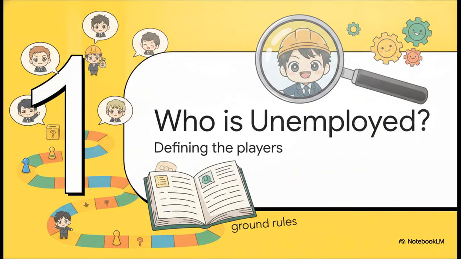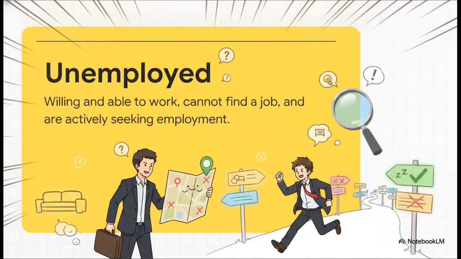Who is actually unemployed? We really need to lay down the absolute ground rules for how economists view the workforce. Right, so here is the golden rule. To be officially classified as unemployed, a person absolutely must check 3 specific boxes. They have to be willing and able to work, they cannot find a job, and, this is the kicker, they must be actively seeking employment. You can't just be sitting on the sidelines hoping a dream job falls right into your lap. If you aren't actively searching, the government stats just do not count you as unemployed.